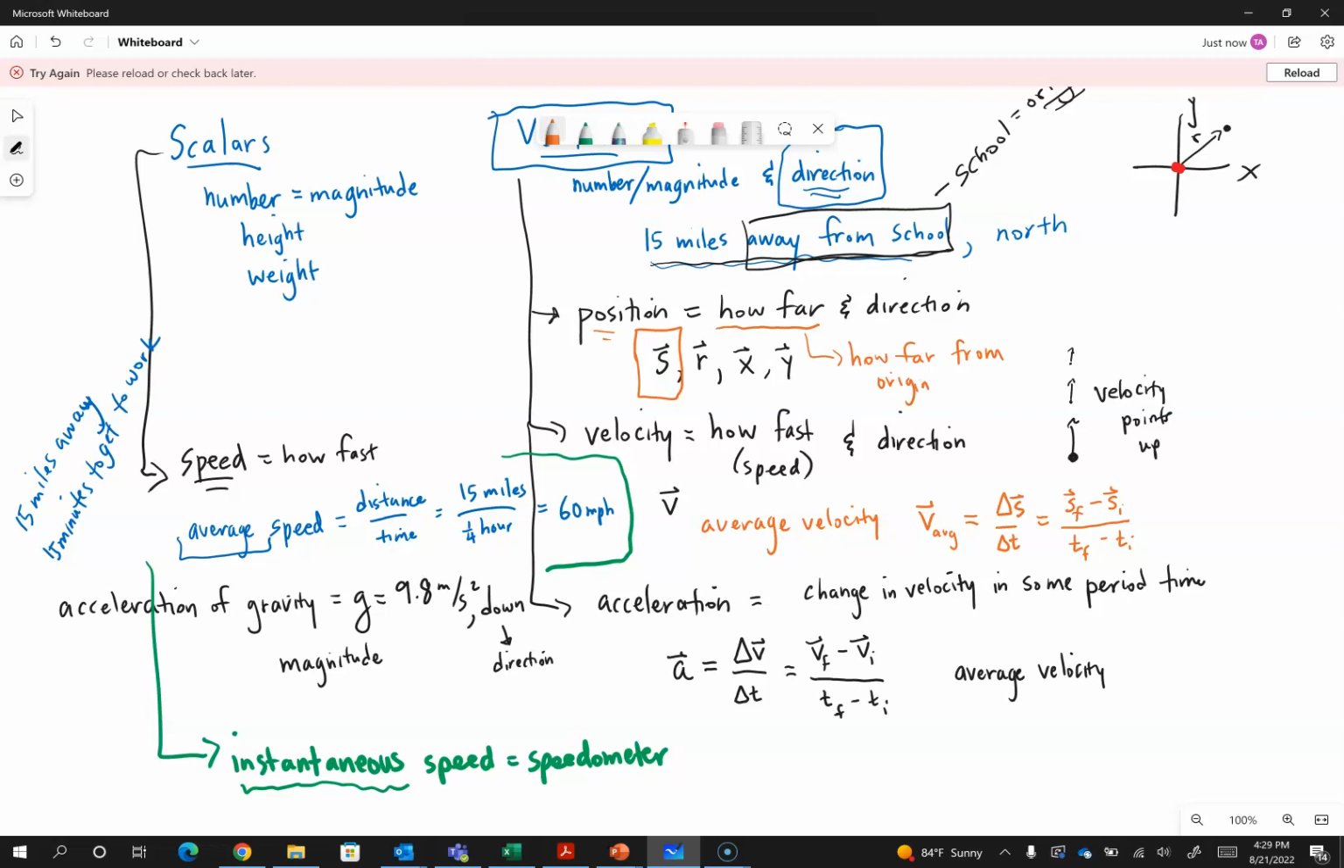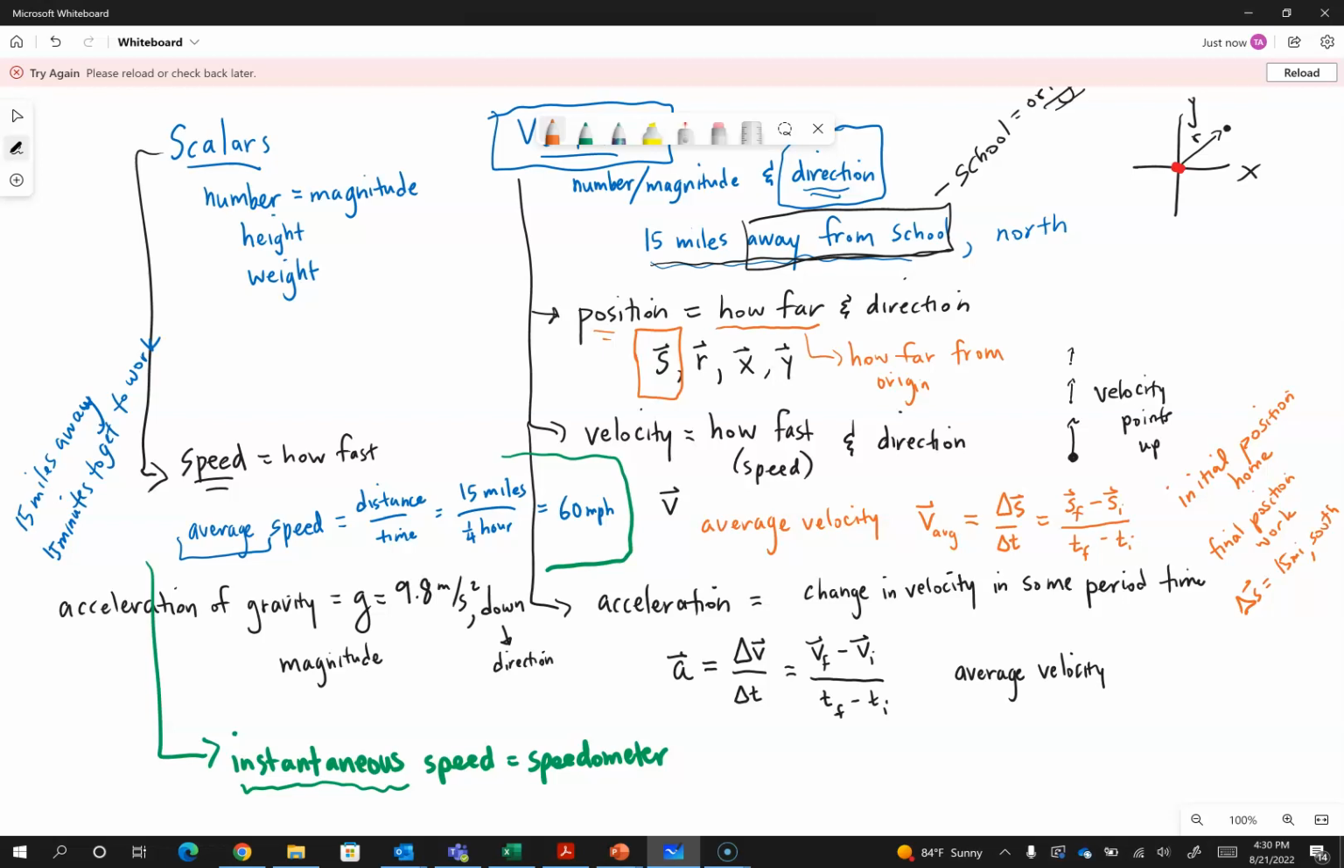So position, going back to my example of driving from home to work, if my initial position is home and my final position is work, my delta S would be 15 miles south.